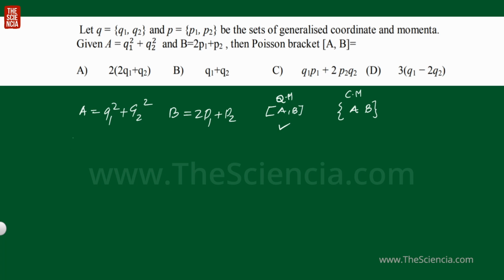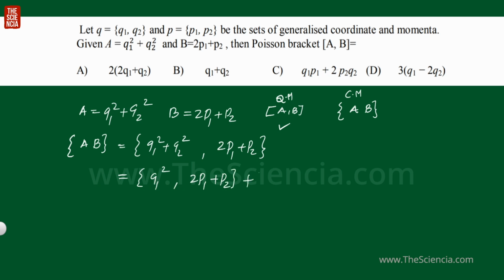Okay, right now they are asked to find the Poisson bracket of A, B. That is equal to, we can substitute the values of A and B, that is q1 square plus q2 square, comma B is 2p1 plus p2. Now we can use the distributive law, so we can rewrite this equation as q1 square, comma 2p1 plus p2, plus q2 square, comma 2p1 plus p2. And here if you take the Poisson bracket of q1 and p1, you get some value. But if you take the Poisson bracket of q1 and p2, you will get 0. Why? Because q1 and p2 are not conjugate, because the conjugate of q1 is p1, but here it is p2. So this will be equal to 0.